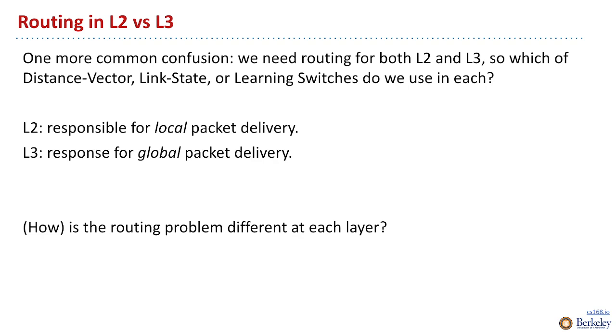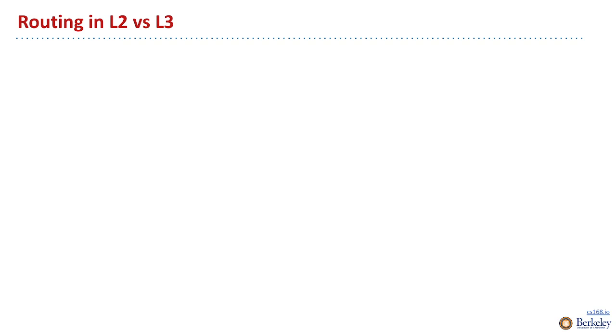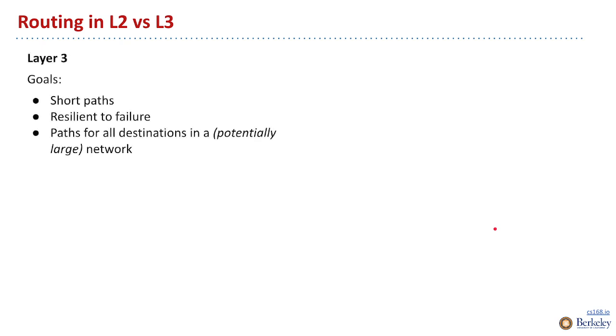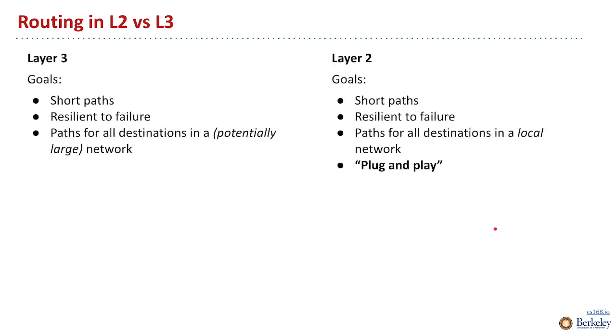Well, L2 is responsible for local packet delivery, and L3 is responsible for global packet delivery. And so the routing problem looks a little bit different in each of these domains. So how does it differ? Well, they both have the same goal of a shortest path and being resilient to failure. But L3 is a potentially very large network, whereas L2 is focused on all destinations in a smaller local network. And it's more plug and play, where people in your local network are going to bring devices and move devices, with minimal support.